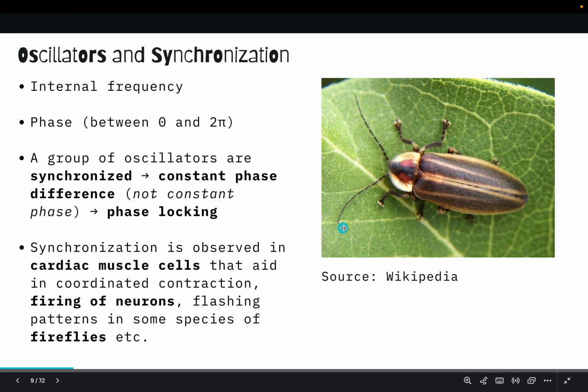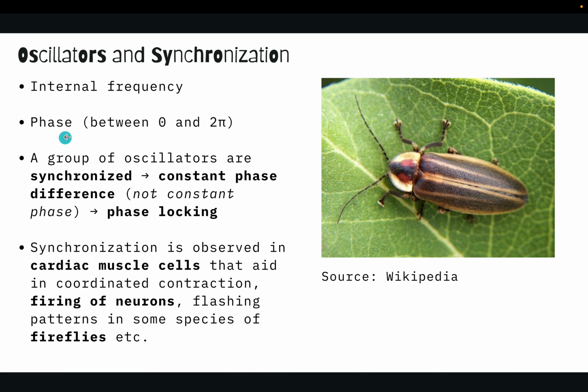You can just map it on the phase circle, basically. Because the phase is between 0 and 2 pi, we'll look at the phase circle anyway, so don't worry about it too much right now. It comes after a few slides.